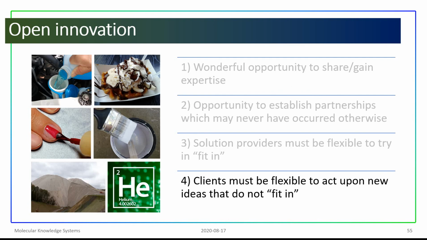But I also think, and again this is me speaking as a solution provider, that client companies must also be flexible. They should recognize that when they ask for new ideas, they may get some radically new ideas. And some of these good, radically new ideas may not fit into what they are currently doing. So I'd recommend that client companies, at the beginning when they are thinking of starting an open innovation project, consider how they will incorporate potentially radically different ideas.